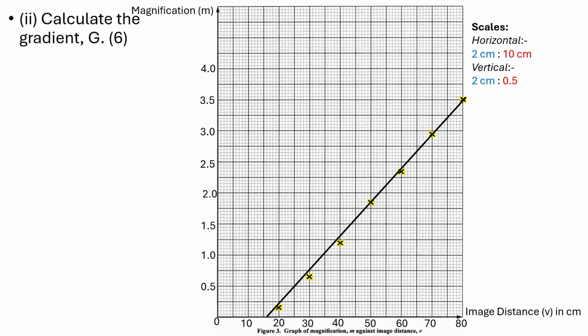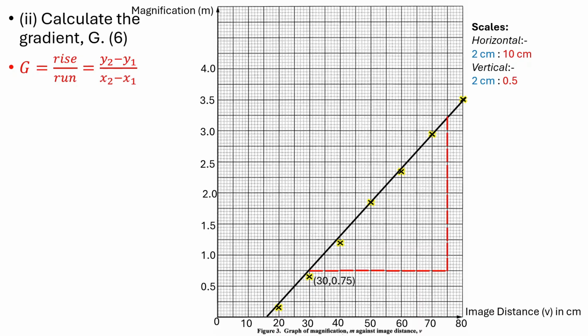Then, part 2, we are to calculate the gradient G for 6 marks. So, remember that gradient is rise over run, or y2 minus y1 over x2 minus x1. Whenever you find the gradient for the Physics CSEC, you get a mark for drawing your dotted triangle. Remember that the dotted triangle should not be points that are on your line of best fit that were plotted, but any other points on your line of best fit. So here we can pick these points that you see being outlined with our red dotted line.